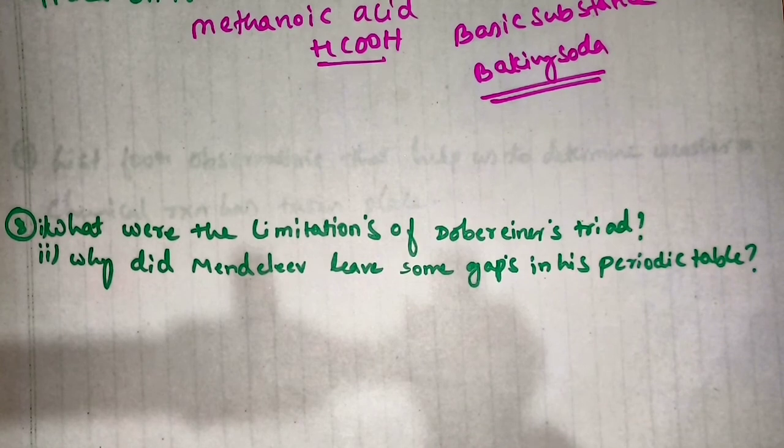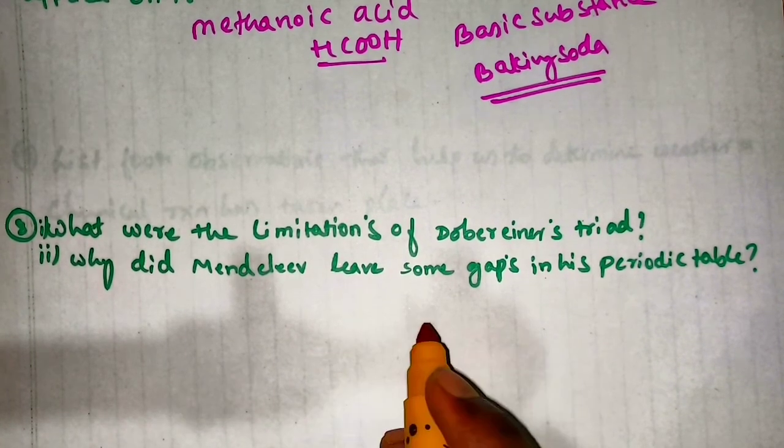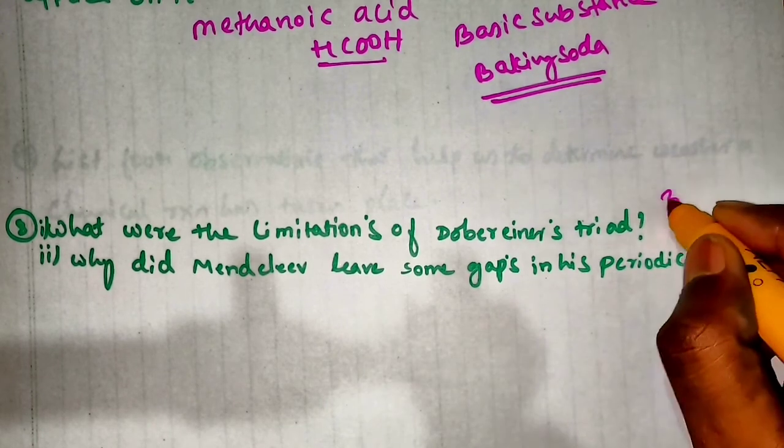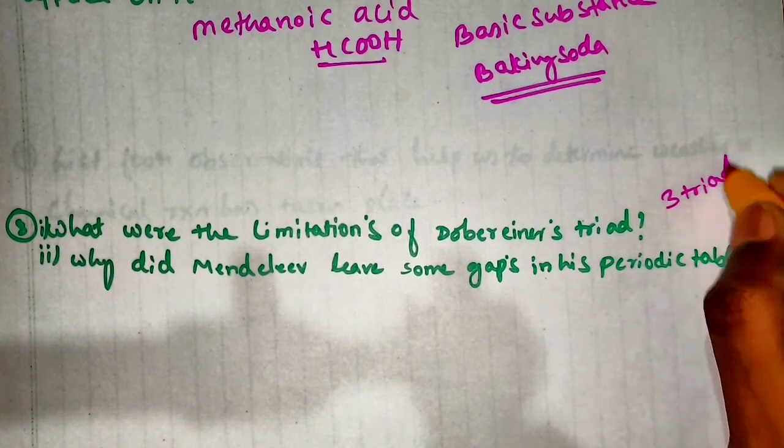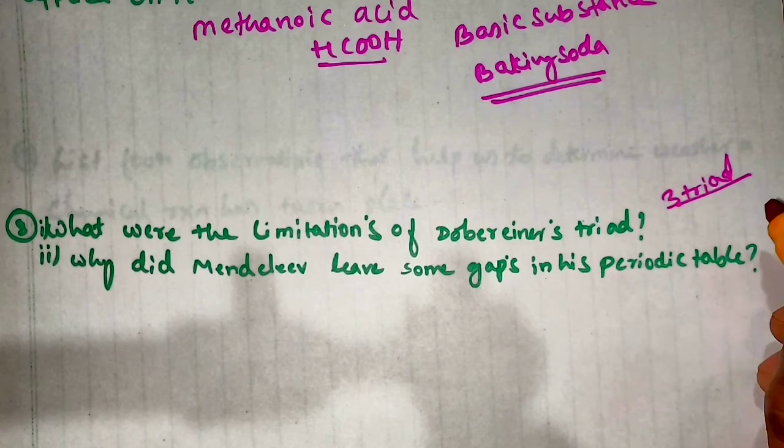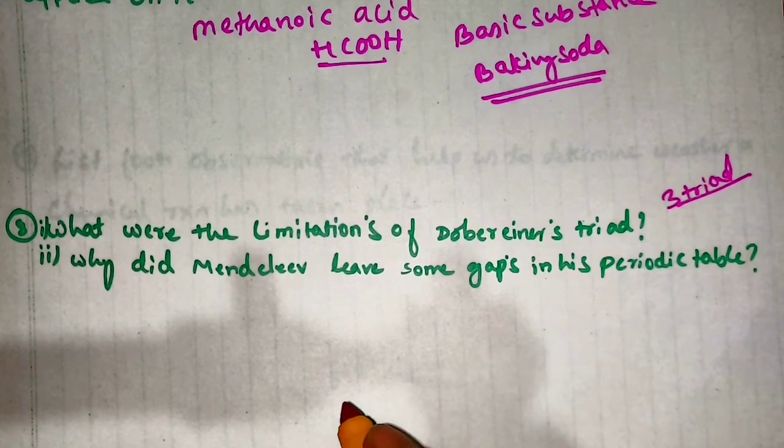Moving to the next question: what were the limitations of Dobereiner's triads? Dobereiner's triads did not fit all the elements known during that time. That was the limitation, and his law of triads was applicable to only 3 elements in a group, and there were many elements present during that time. Those elements did not fit his triads.